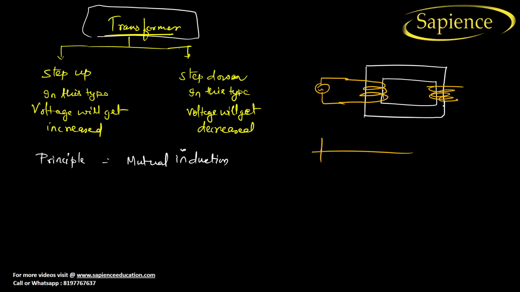We know that AC is either increasing or decreasing. So if the current changes, there will be a change in flux, which will create a magnetic field. Whenever there is a change in flux, there will also be a change in flux in the secondary coil. So this is the basic thing.